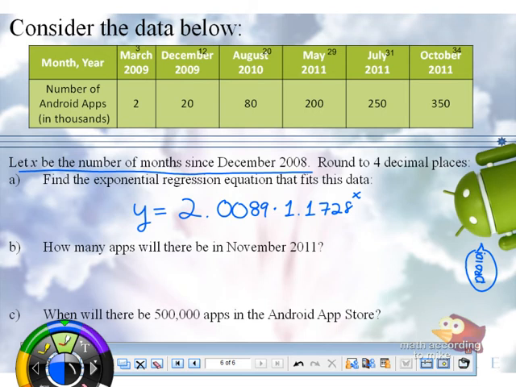Part B, how many apps will there be in November 2011? Well, November 2011 is how many months since December 2008? 35. So you're just going to put in 35 for X. Now, since we truncated our answer in part A, i.e. we rounded it, you'd have to type this in manually. If we did not truncate it, then you can have the calculator do it all in one fell swoop.